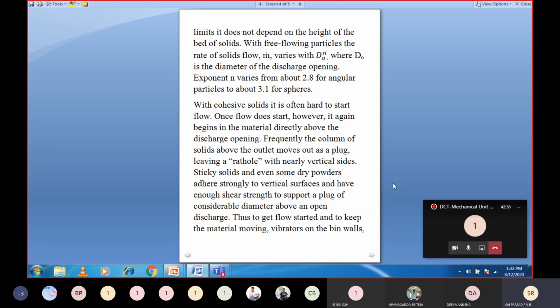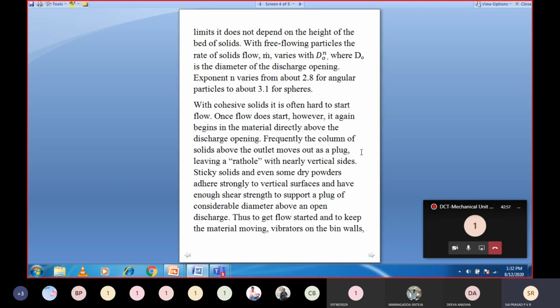Once again, once the flow does start, however, it begins in the material directly above the discharge opening. That is only moving because now at the bottom nothing is there, so no support is there, so it starts moving. Frequently, the column of solids above the outlet moves out in the form of a plug. What is a plug here?